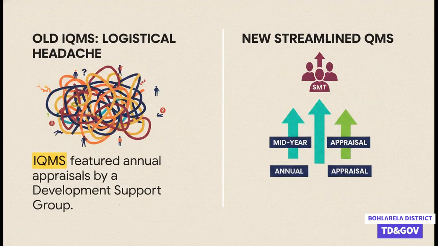If you were around for the old IQMS, you definitely remember the absolute logistical headache of the development support group. Trying to coordinate your peers to evaluate you was tough, and honestly, it took a lot of focus away from actual teaching. Well, the streamlined QMS completely changes the game by removing the DSG entirely. Now, appraisals are placed directly into the hands of the school management team, introducing a really clean mid-year and annual appraisal process. It's much more direct, highly accountable, and it finally aligns school management directly with performance tracking.